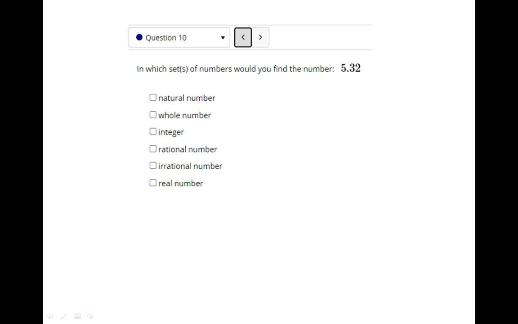0.32, this is a terminating decimal. We could write it as 32/100. It can be written as a fraction. We know it's rational. It's not an integer. It's not a whole number. It's not a natural number. It's a real number and a rational number.